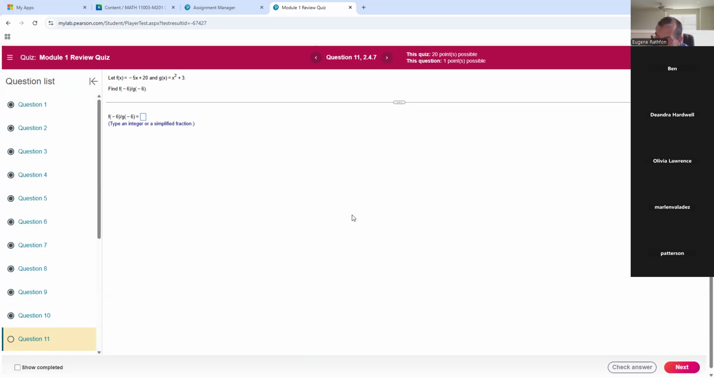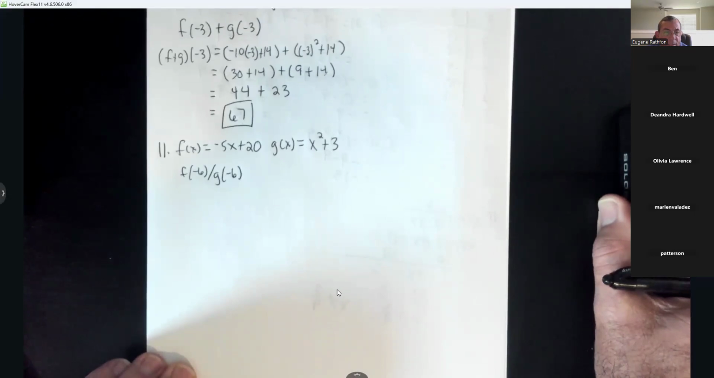All right, y'all, number 11. f of x equals negative 5x plus 20. g of x equals x squared plus 3. We're finding f of negative 6 divided by g of negative 6. So y'all be careful. On this test, they're writing those negative numbers just to see what you're going to do with them, especially when you're squaring them, okay? So yeah, be careful with these negatives.